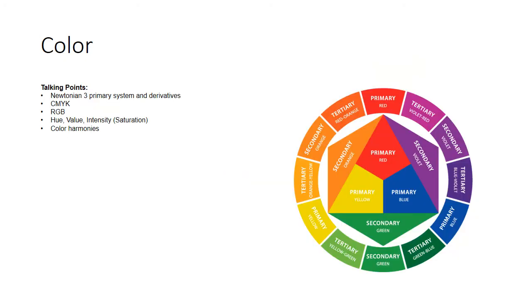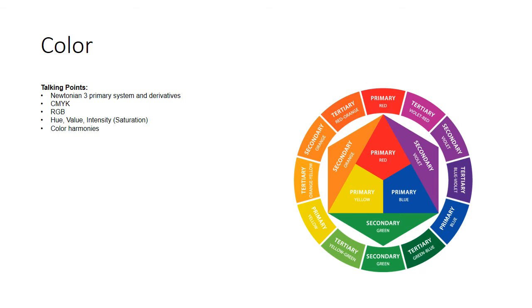Color, probably the most complicated thing we need to talk about. Here's a fancy color wheel. We can talk about a number of color theories, but this color wheel is really arranged around the standard Newtonian three-primary system, and it works like this.